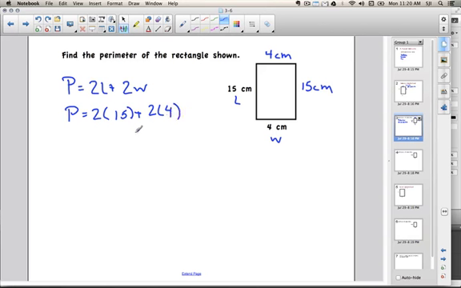So now we're just going to go back and do the math. Order of operations says that we're going to do all of our multiplication before we add. So P is going to equal 2 times 15 is 30, plus 2 times 4 is 8. Now we're going to add these together. 30 plus 8 is 38 centimeters. We have to put a label on the end. So if you were to walk all the way around this rectangle, or if you were to build a fence around this rectangle, you would go 38 centimeters.